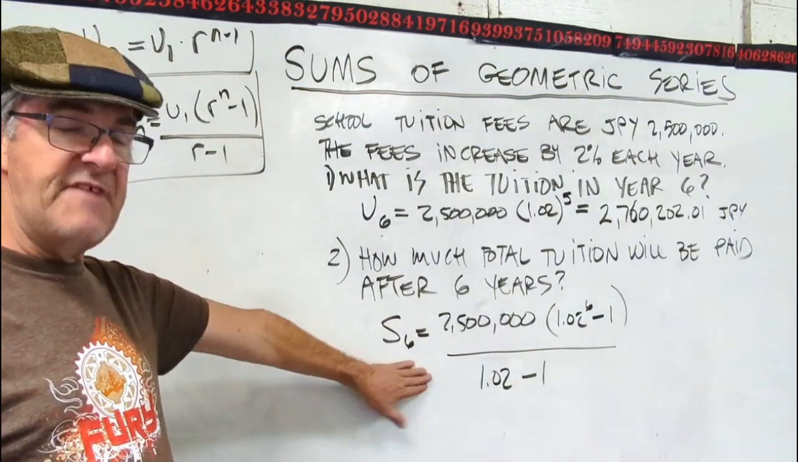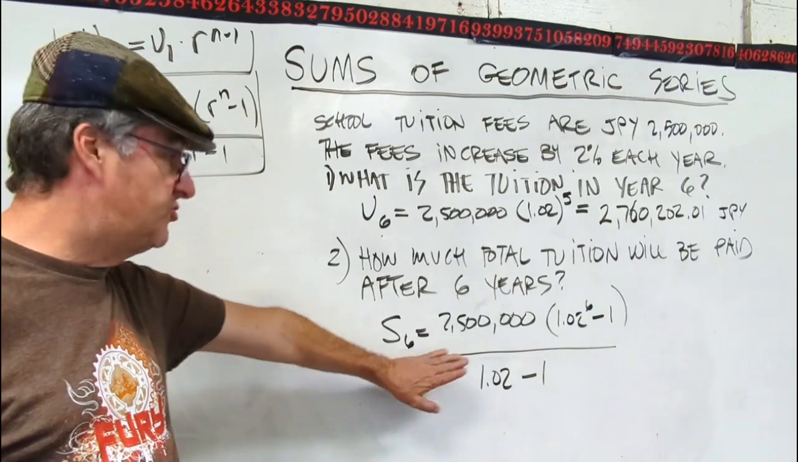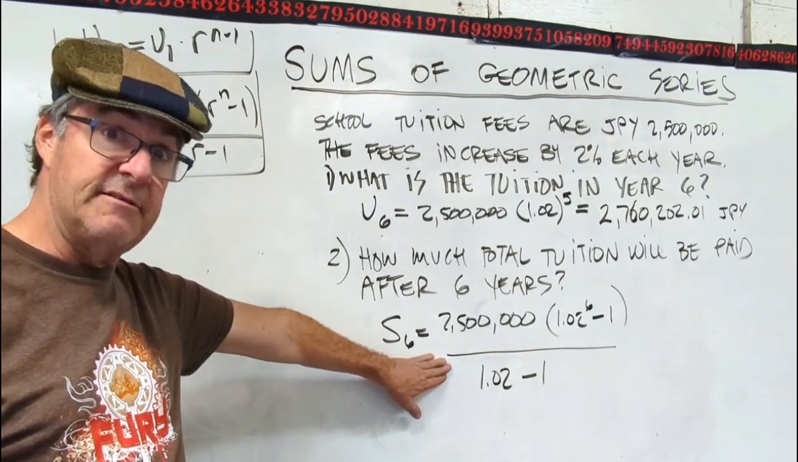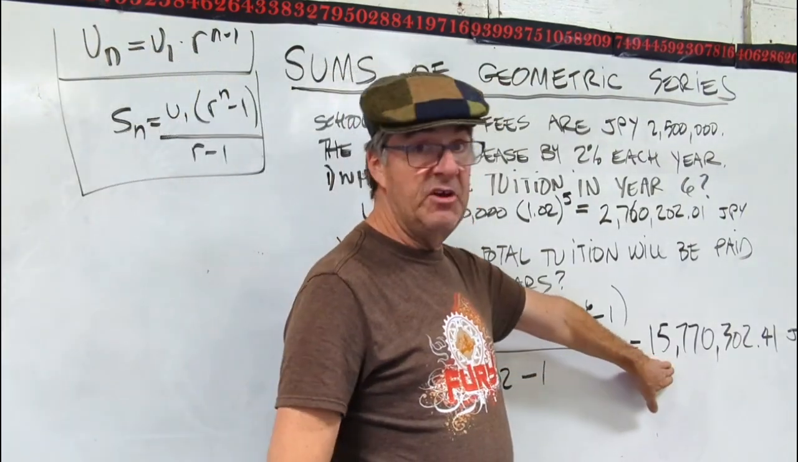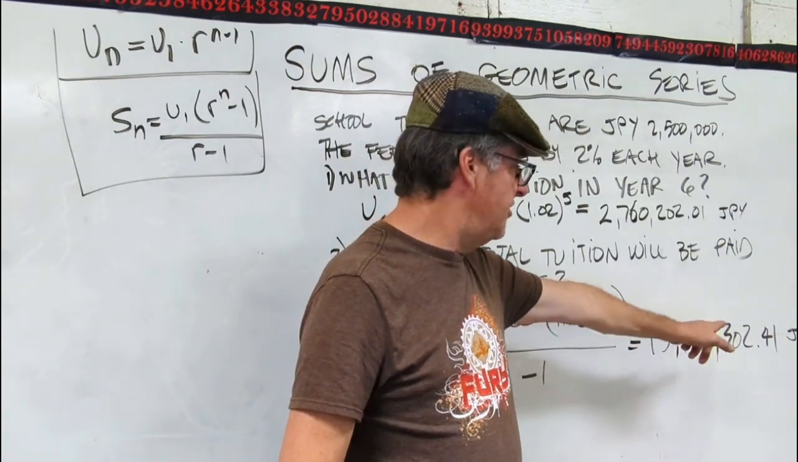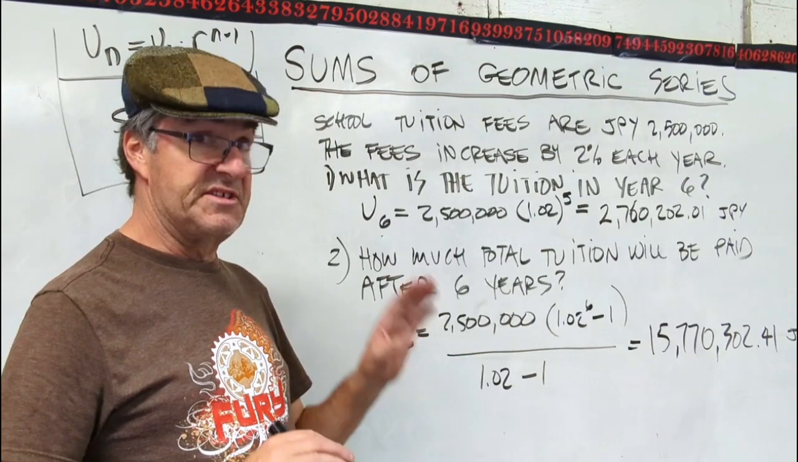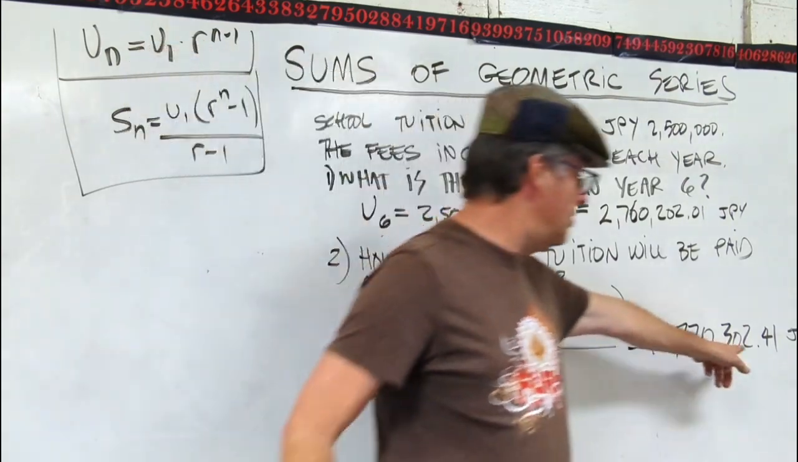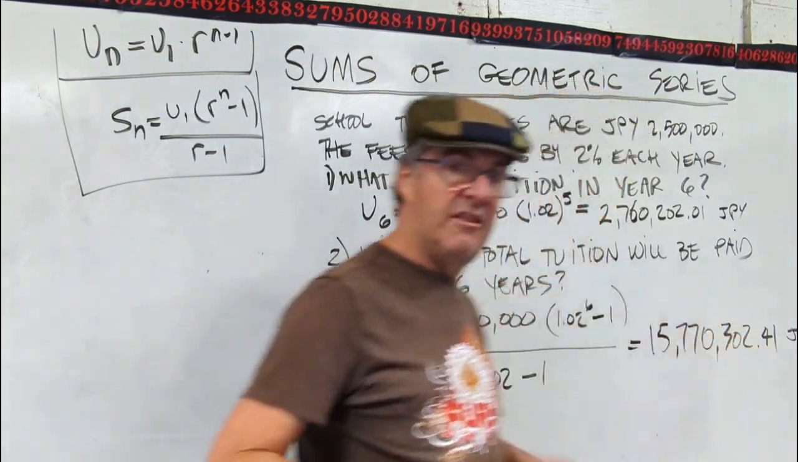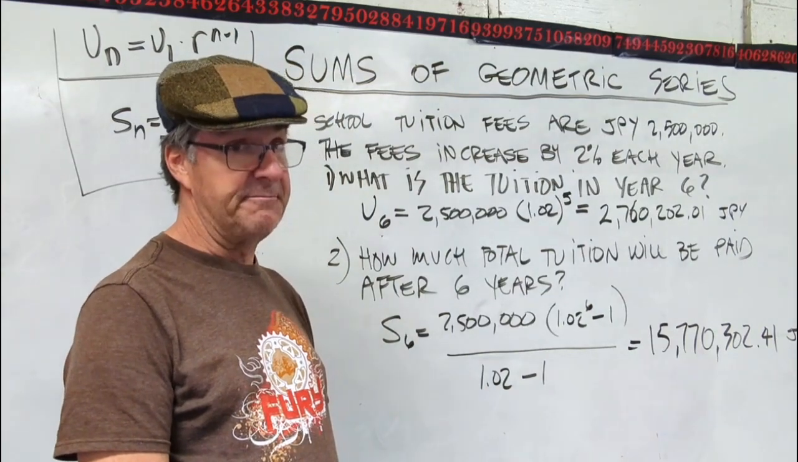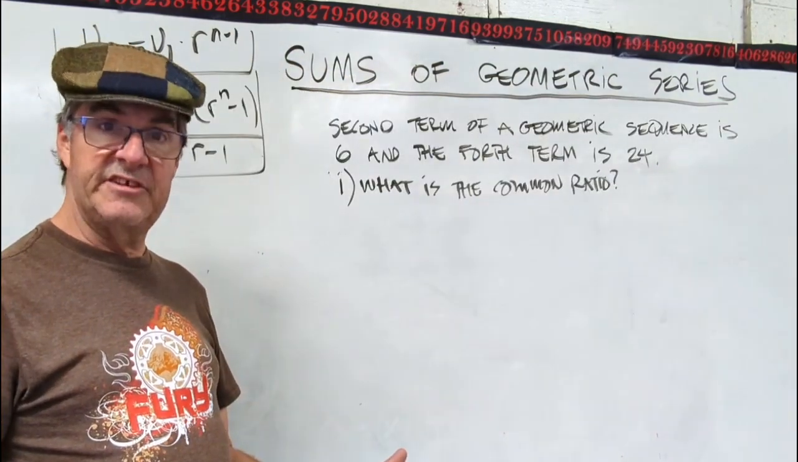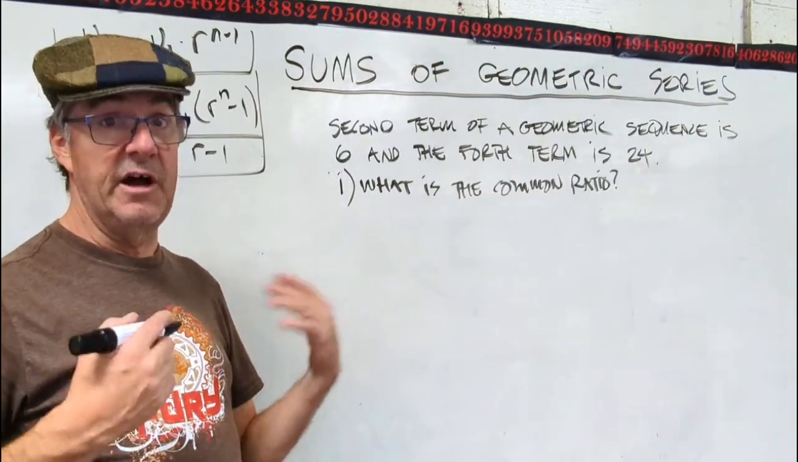If you didn't get that far and you waited to watch the video, great. Now do that calculation and see what you get. Okay, here's what I get. 15,770,302.41 Japanese yen. And remember, this is money, so you've got to put 2 decimals in there. That's the rule with money. Okay, let's do a second example just to bring this understanding home.